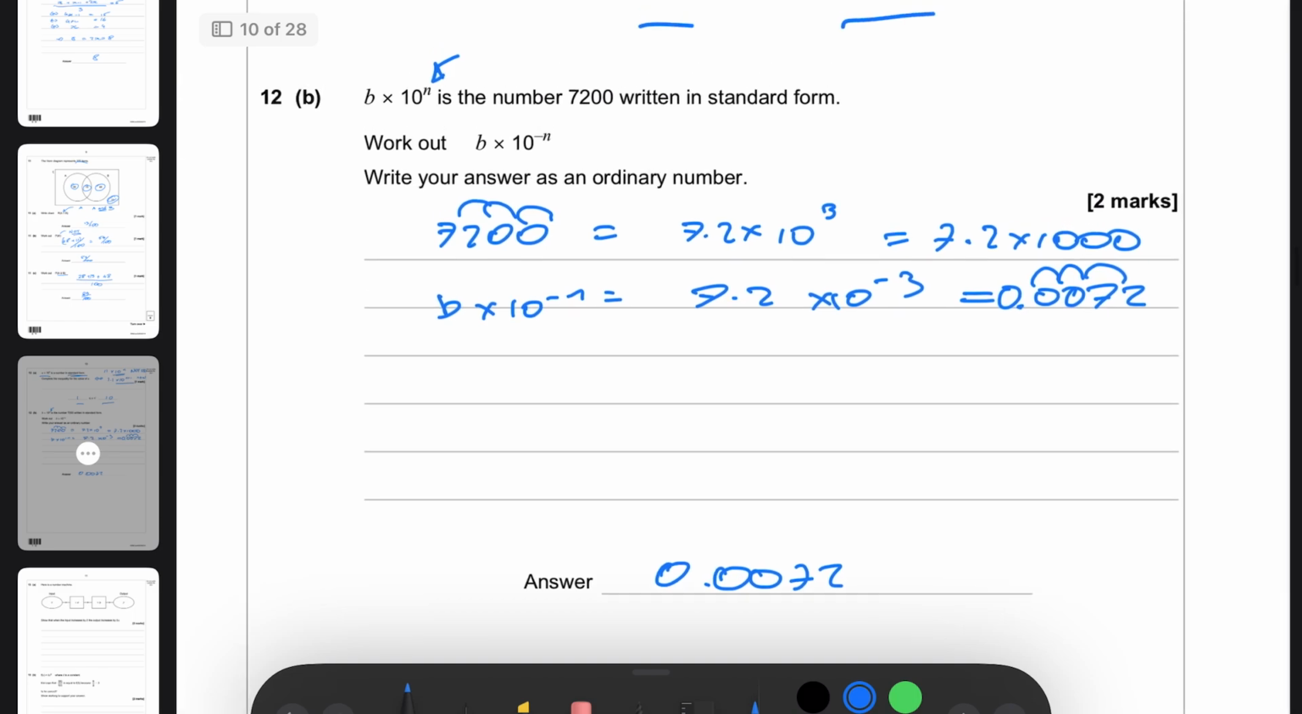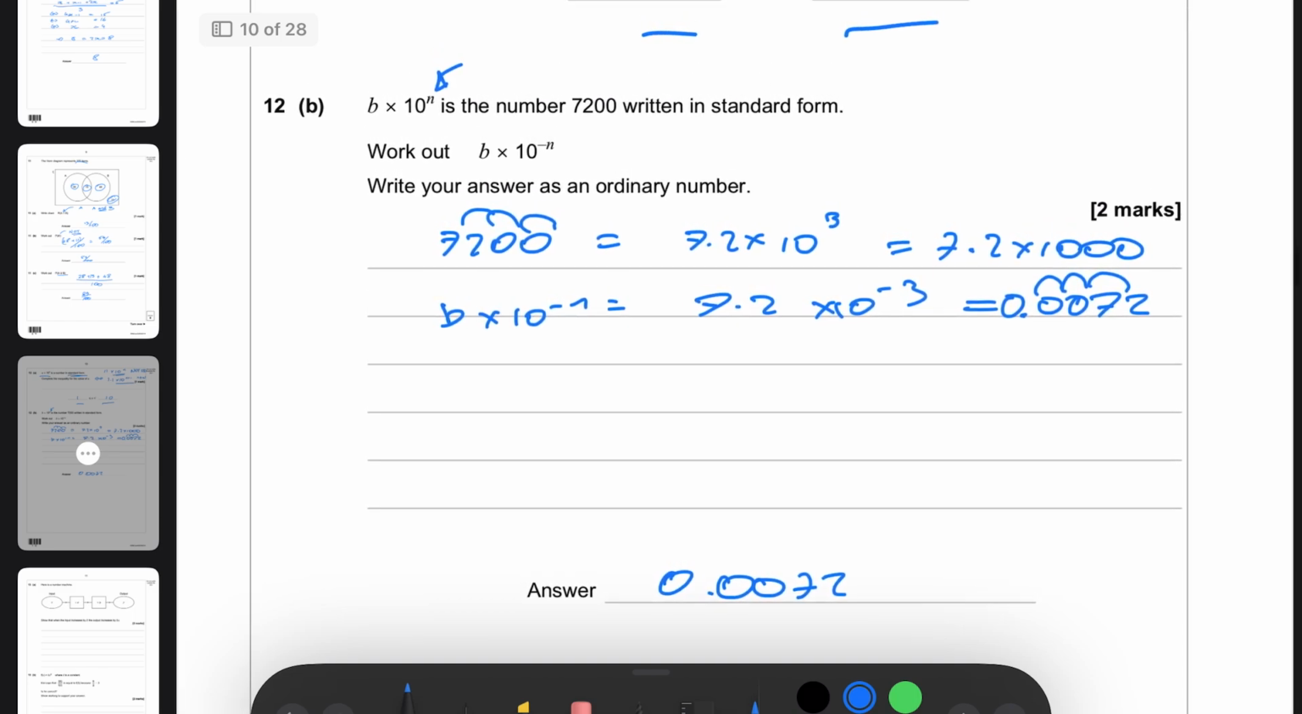Be careful, it's not actually 0.00072, because the decimal point has still got to travel one more place here.